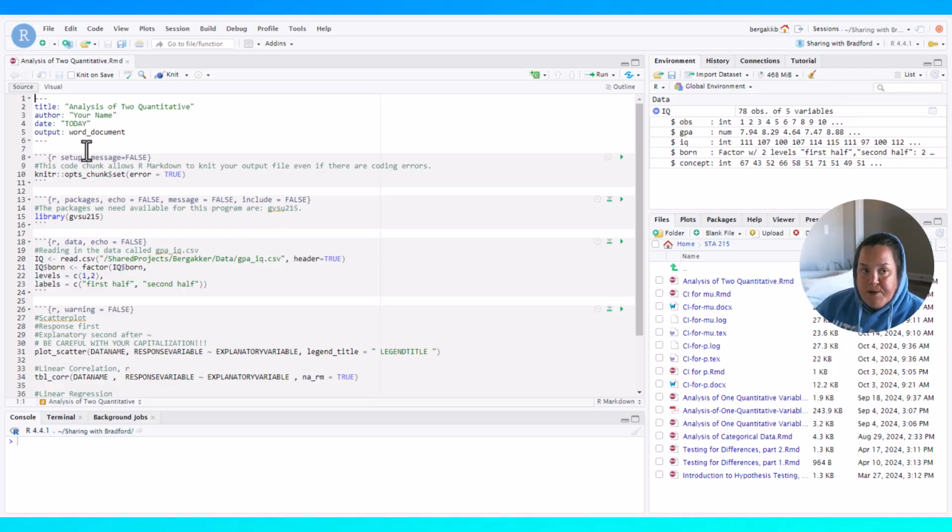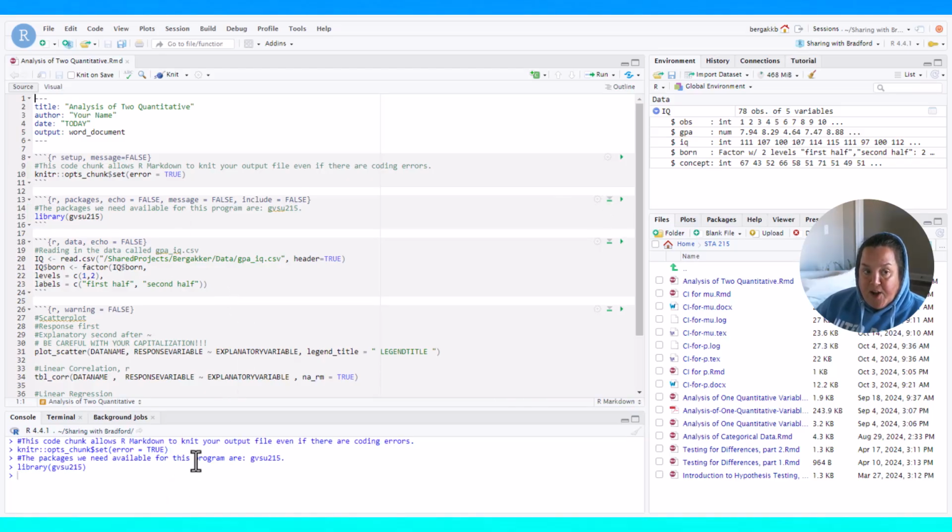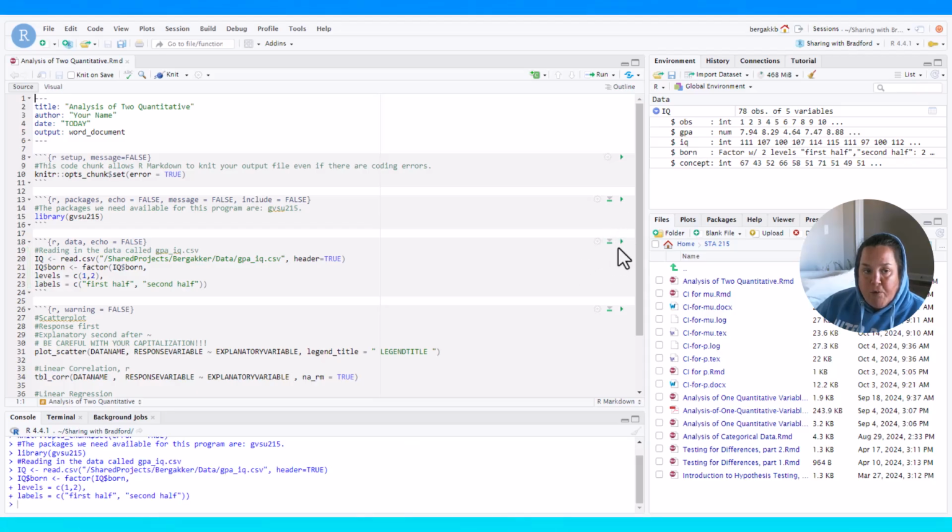So change your name and today's date. And then we're going to run the library. Remember, if you get red when you run the library, that's fine. Just telling you what it attached. And then we want to run the whole data chunk. So instead of just highlighting that, I'm going to push that green triangle over on the right-hand side. And then I have my data read in.